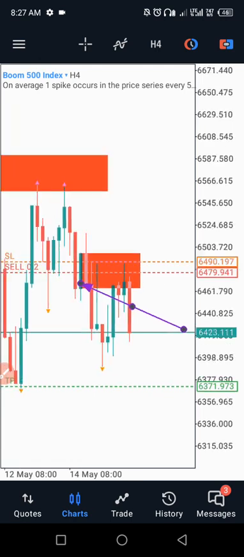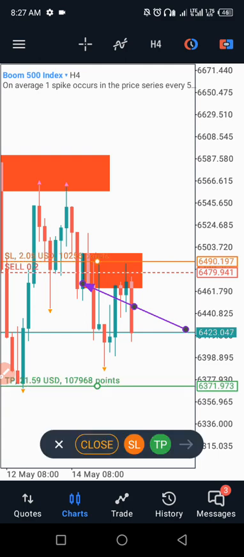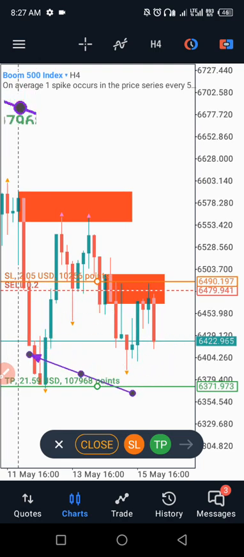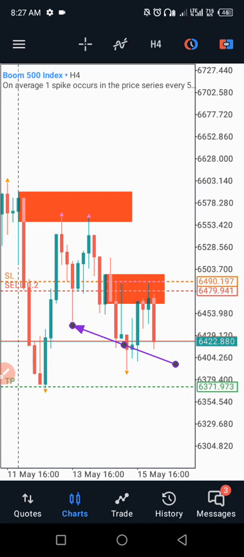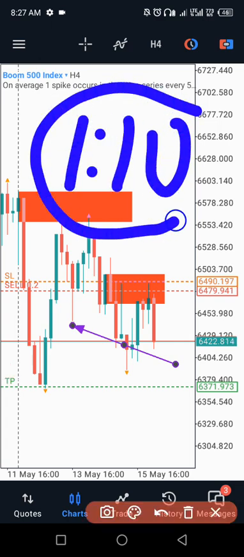As you can see, I've placed my stop loss and take profits already. The stop loss is just $2, compared to the profits that we'll be making from this trade, which is around $22. So you can see that the risk to reward ratio is somehow around 1 to 10. That is a good risk to reward ratio.